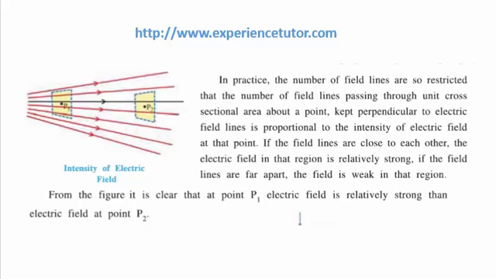In practice, the number of field lines is restricted so that the number of field lines passing through unit cross-sectional area about a point, perpendicular to the electric field lines, is proportional to the intensity of the electric field at that point. If the field lines are close to each other, the electric field in that region is relatively strong. If the field lines are far apart, the field is weak in that region. From the figure, it is clear that the electric field at P1 is relatively stronger than the electric field at P2.